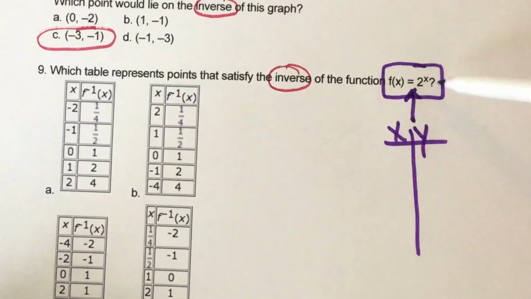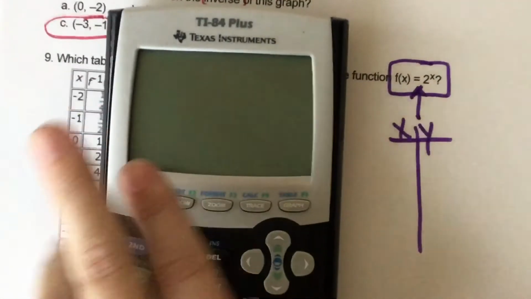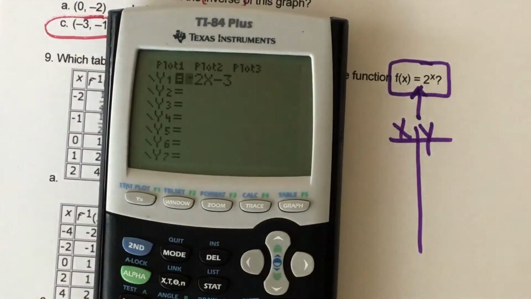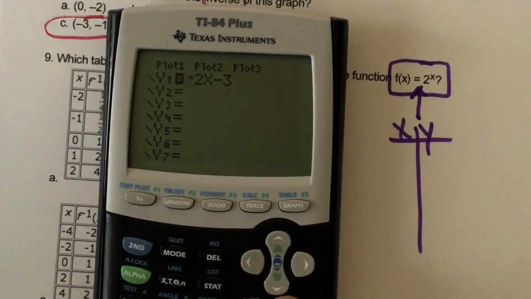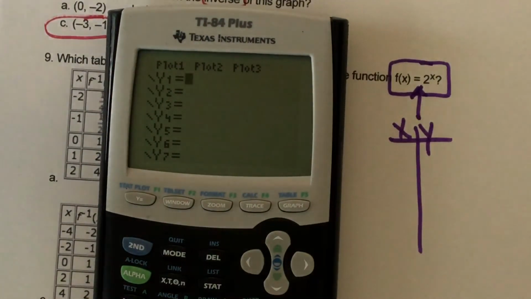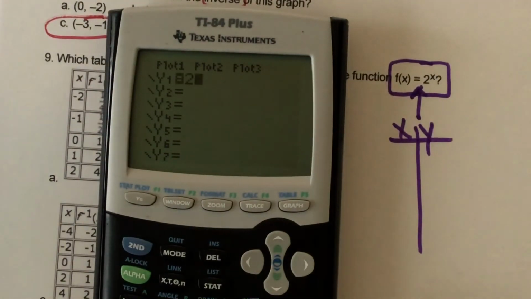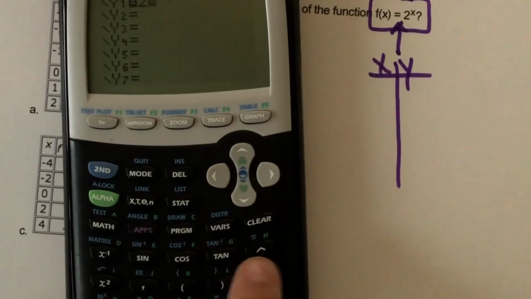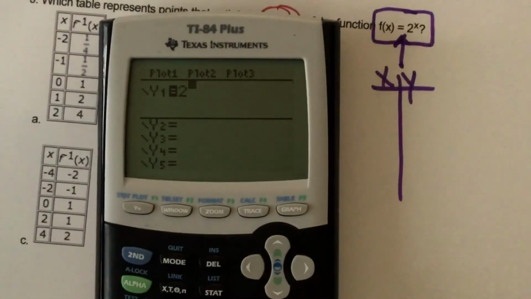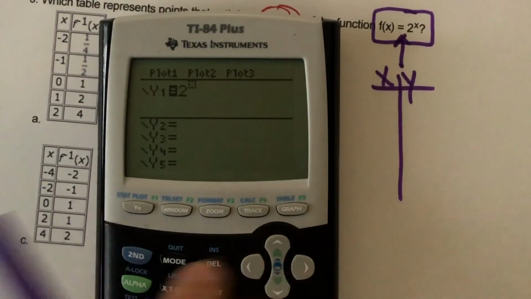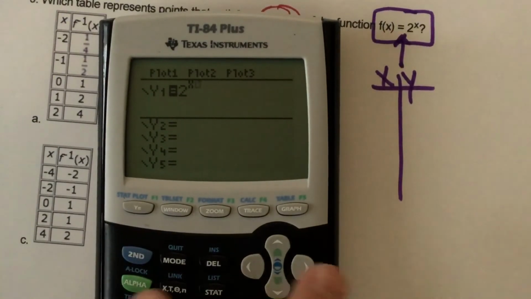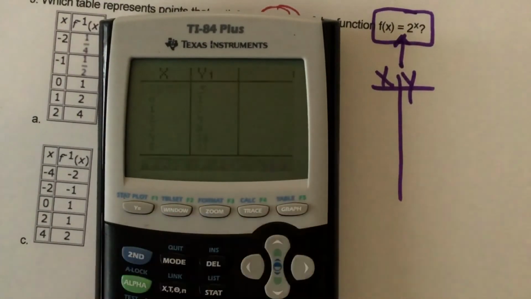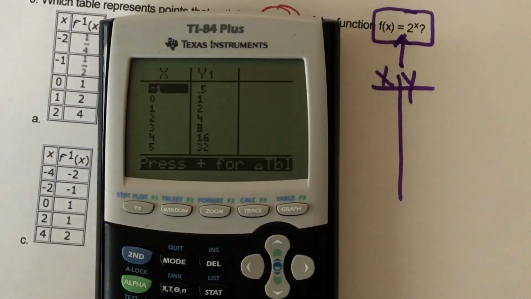Okay, so I'm going to put this into my graphing calculator. So I go to y equals, and I'm going to clear that off, and I'm going to type in 2 to the x. So 2, and then above the division bar is this caret. So I'm going to click that. It looks like a little roof. So 2 to the x, and then x, remember, is to the right of the green alpha. Okay, I just want the table, so I'm going to go second graph and get some points on the table.